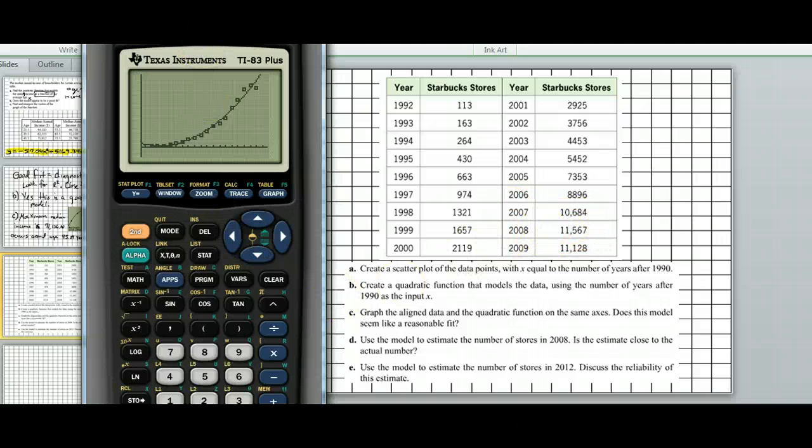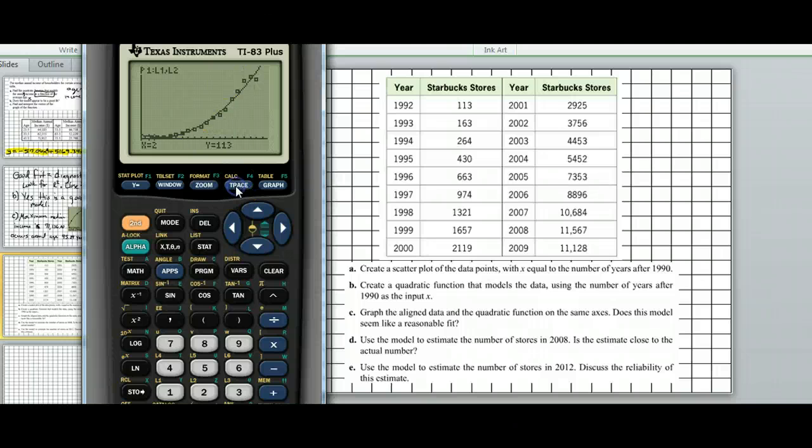Alright, that would mean 18. So if I press trace, trace allows me to predict with this curve that we made through here. So I'm going to press down to be on the curve. Now I can just type in 18. Alright, 11,002 is where it estimates this height to be.